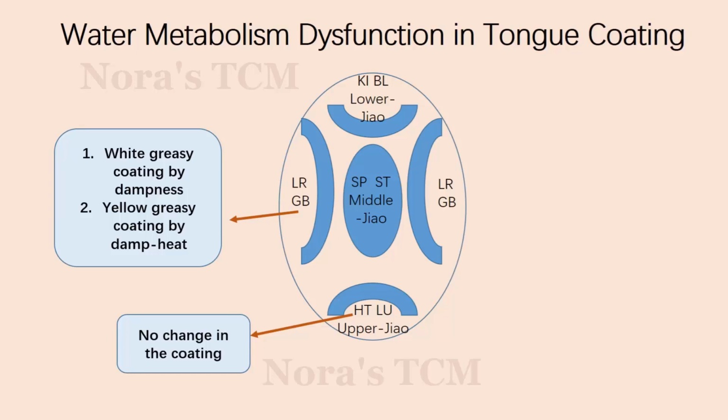Second, the margin of the tongue, meaning the bilateral sides of the tongue. First situation, white greasy tongue coating. It is always due to dampness. Second, yellow greasy tongue coating, caused by damp heat.